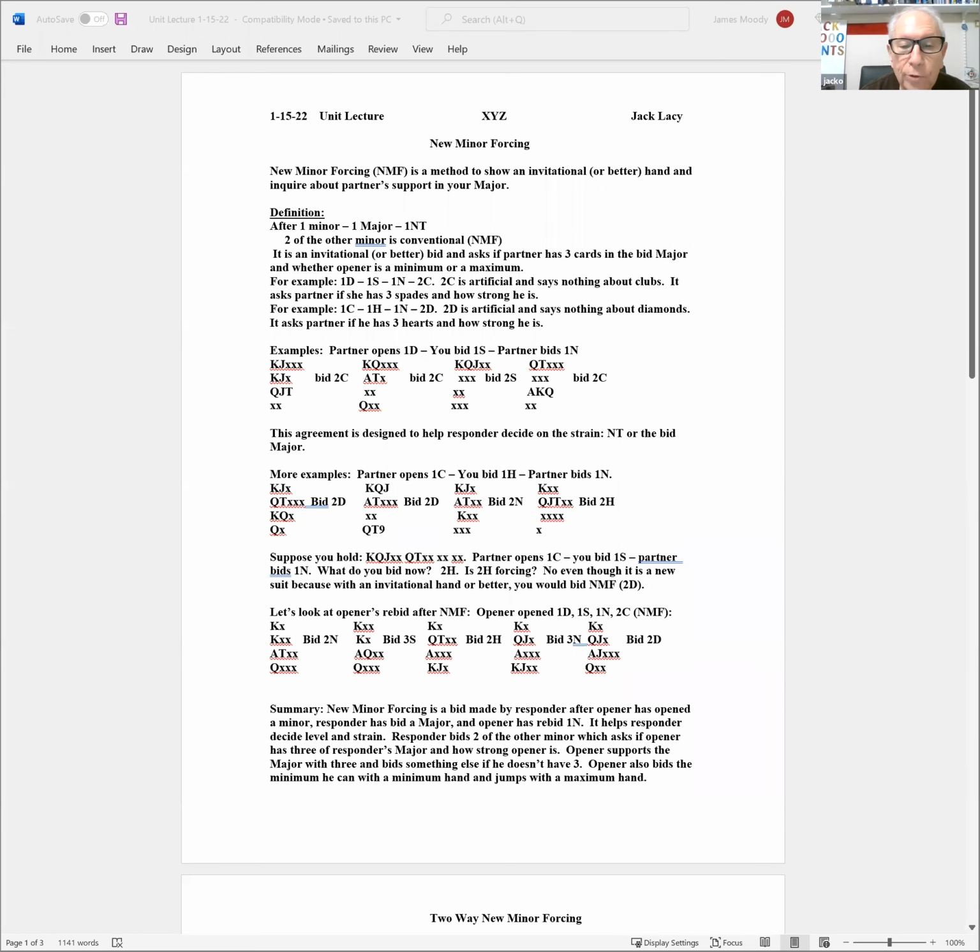All right, so let's look at opener's rebid after new minor forcing. Opener opened a diamond, responder bid a spade, opener rebid a no trump, and responder bid 2 clubs, new minor forcing. So again, on the first hand, we don't have 3 spades, so we bid 2 no trump. And kind of a weak hand for an opening bid. The next one, you are 9, 11, 14, you bid 3 spades. I have 3 spades and I'm a max.